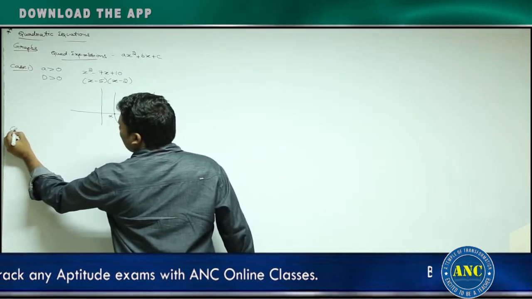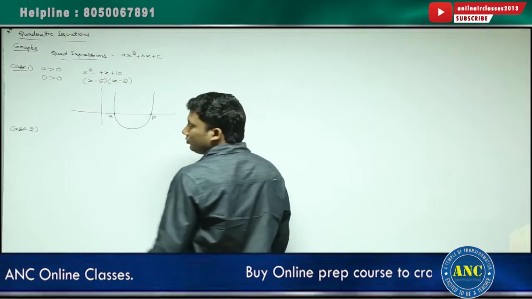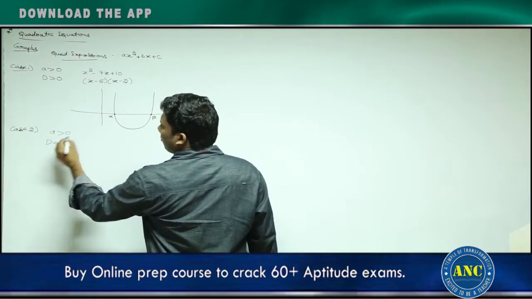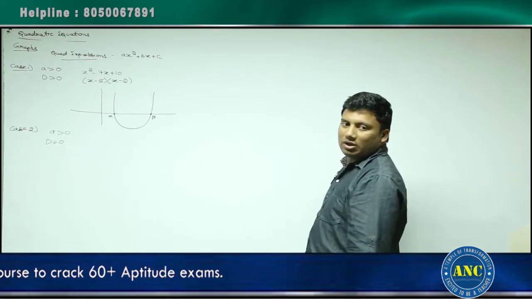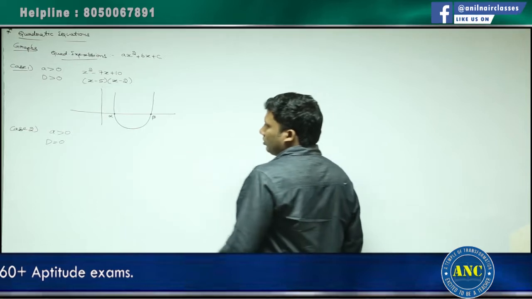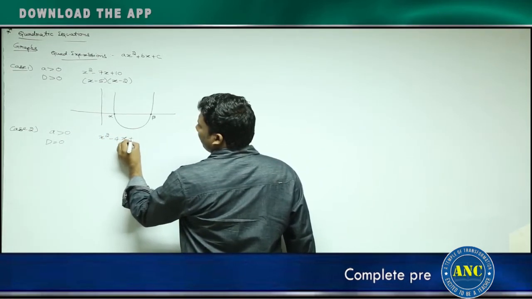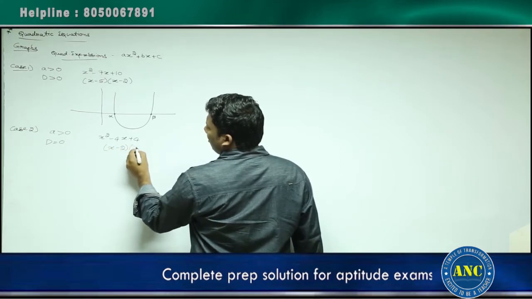We will also discuss the maximum and minimum. Case 2. A greater than 0, D equal to 0. So this will be x square minus 4x plus 4. So this will be x minus 2 into x minus 2.